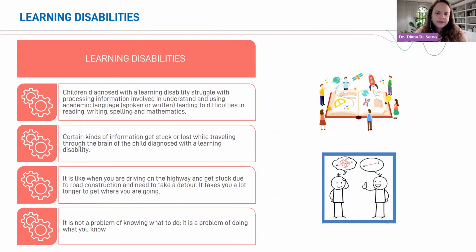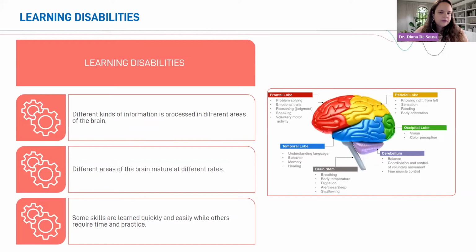As we move to the next slide, many of the learning disabilities as defined within the DSM that Kiara did refer to in her webinar fall under a neurodevelopmental disorder. And part of that is because different kinds of information are processed in different areas of the brain. The different areas of the brain mature at different rates, and some skills are learned quickly and more easily, while others require time and practice.